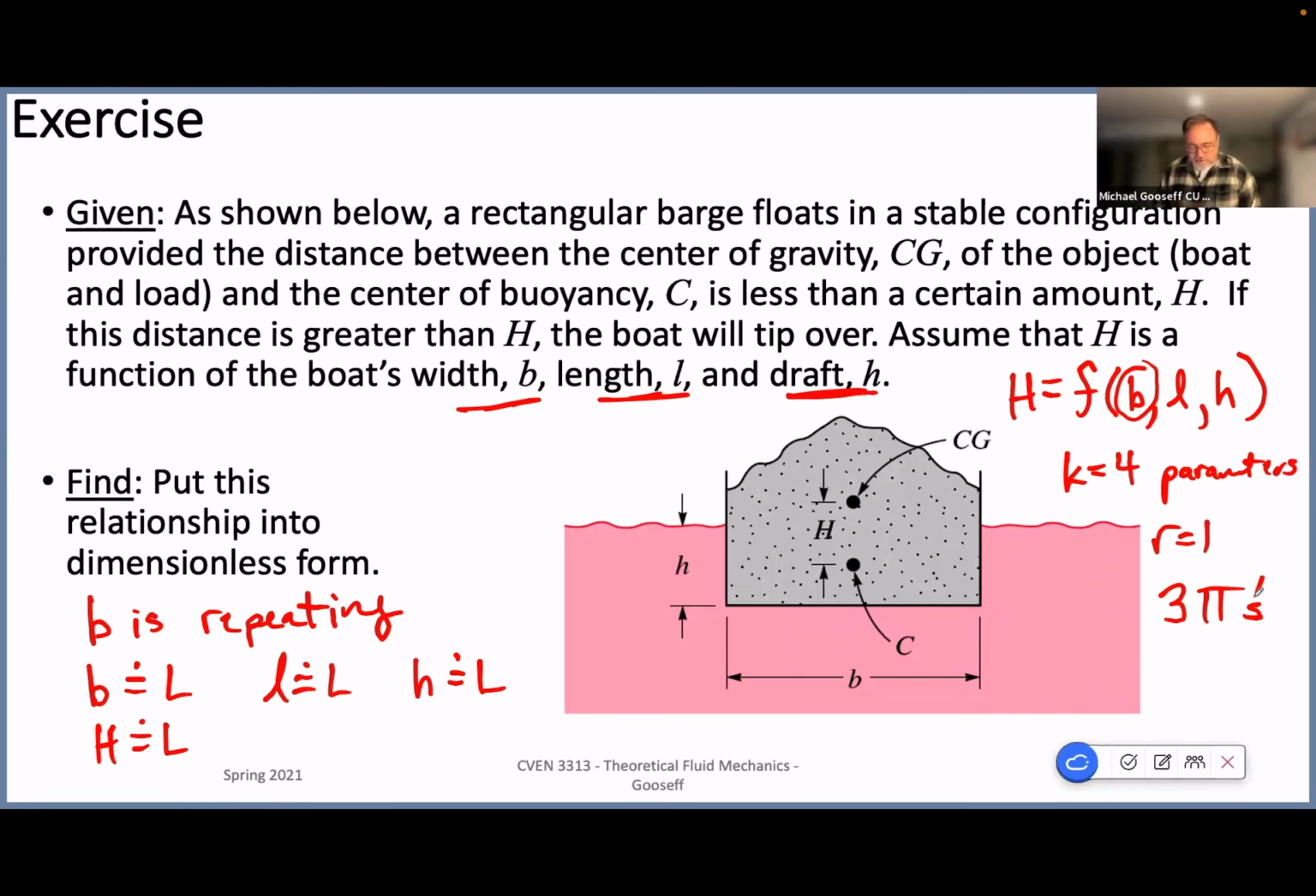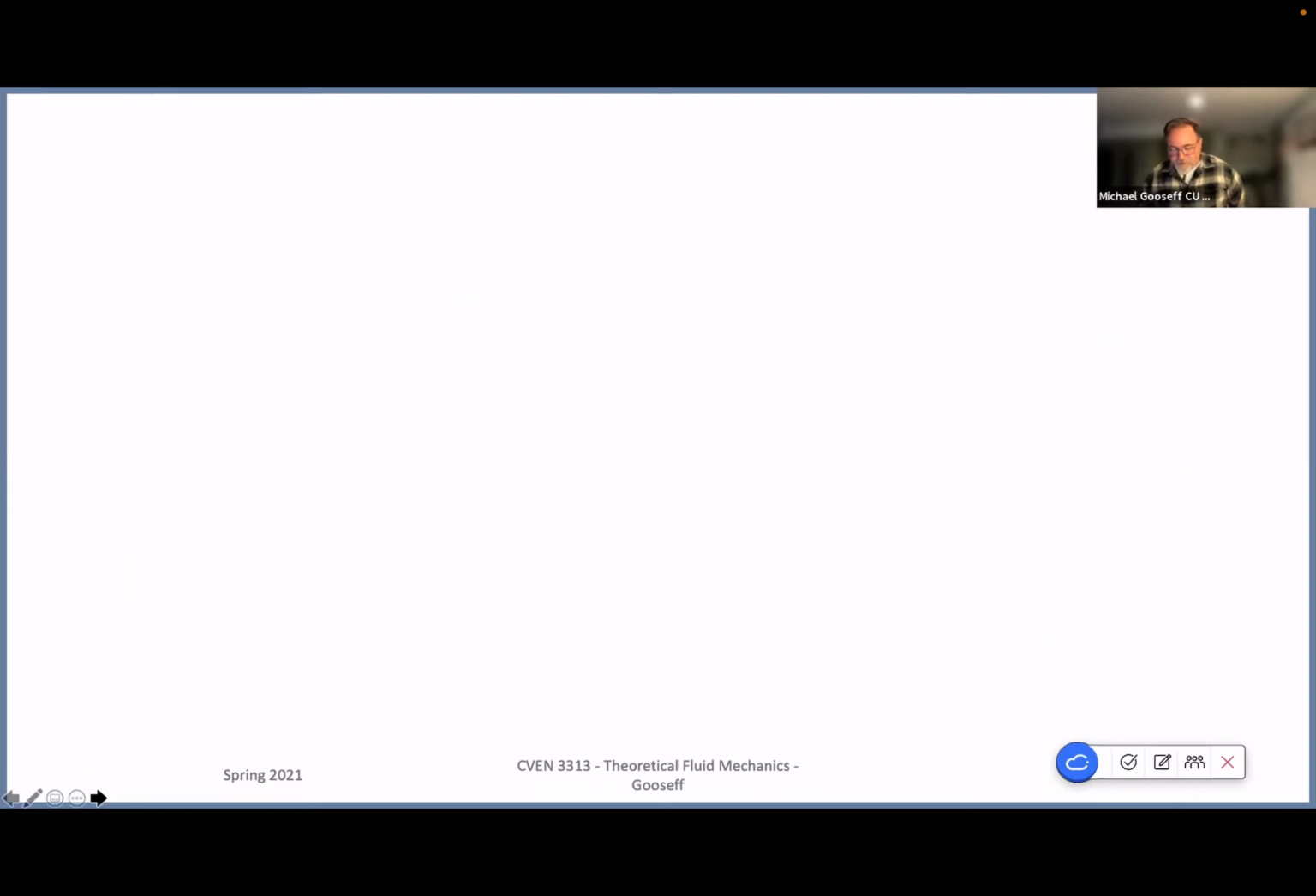So despite that sounding a bit intimidating, these are actually quite simple because all we have are lengths. So we can have an h over b, an L over b, whatever. So let's reason our way through that. Remember, little b is our repeating variable here.